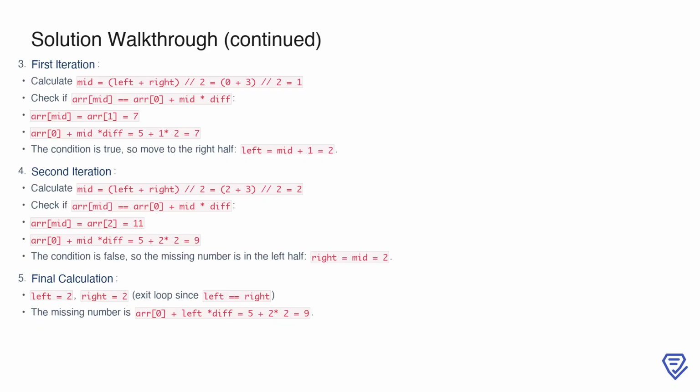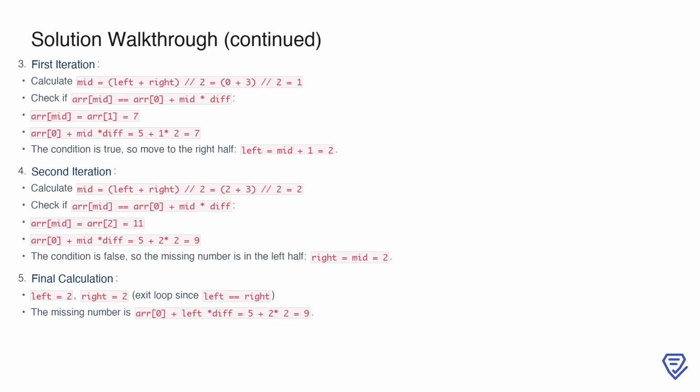Now we check if the value at arr[mid] matches the expected value based on the arithmetic progression. Here, arr[mid] is 7, and the expected value is arr[0] + mid * diff, which evaluates to 5 + 1 * 2 equals 7. Since the condition holds true, it means the missing number is in the right half of the array, so we update left to mid + 1, which is 2.